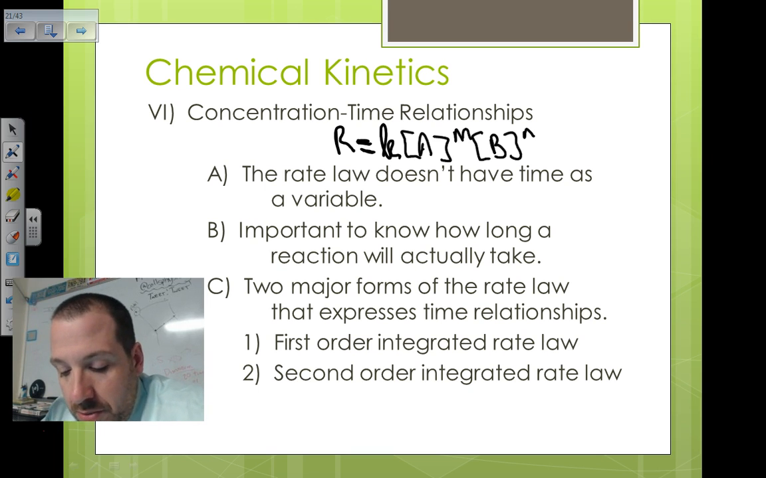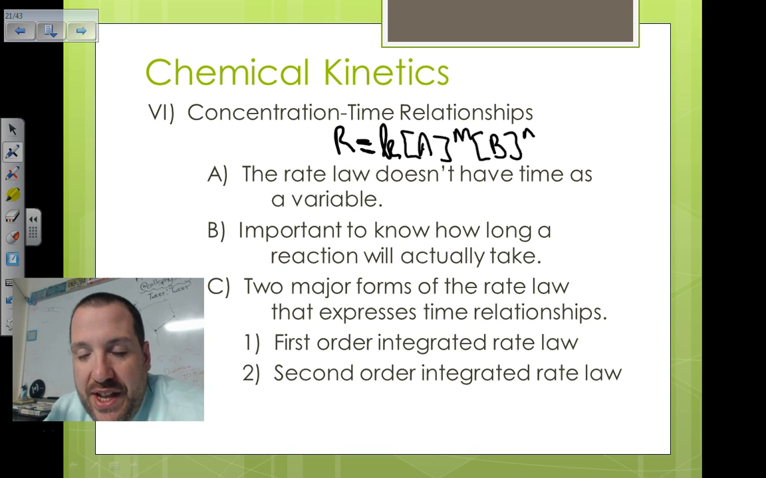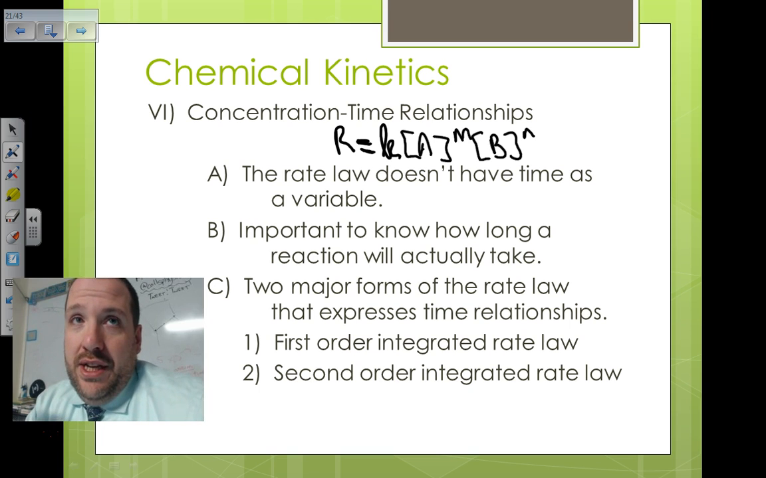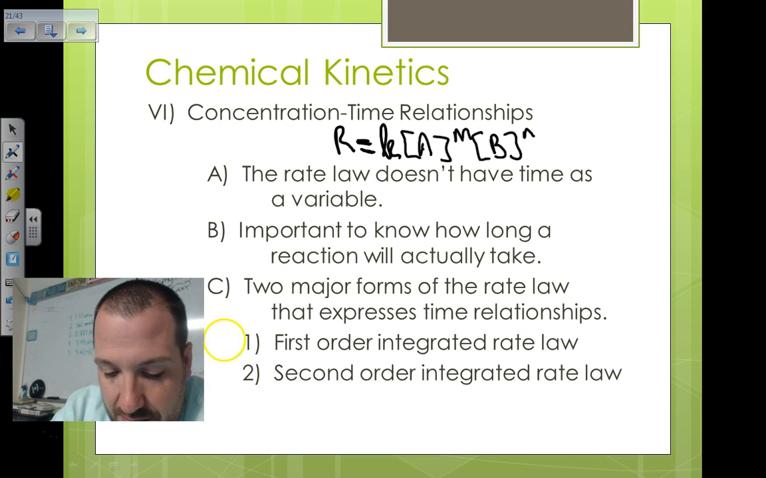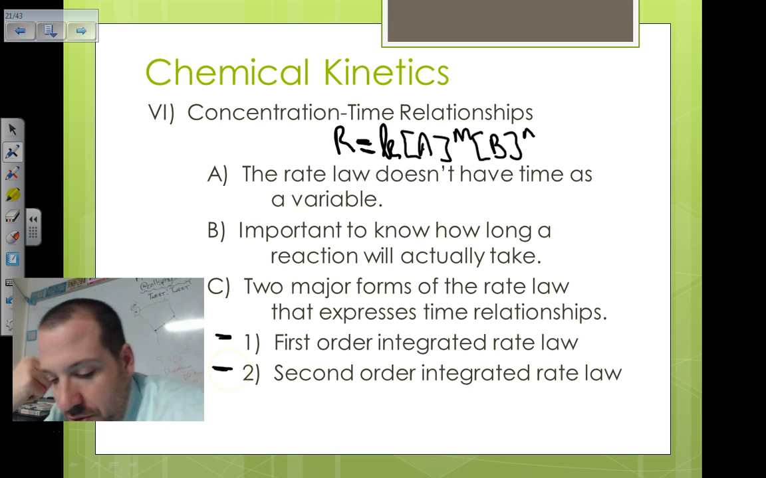Okay, and so these types of rate laws that show the relationship of time to concentration are called integrated rate laws. Now, calculus is the way we get that. Instead of doing the derivative of the rate law, we integrate the rate law, and when we integrate the rate law, we have two rate laws that come to be. There's the first order and the second order rate law.